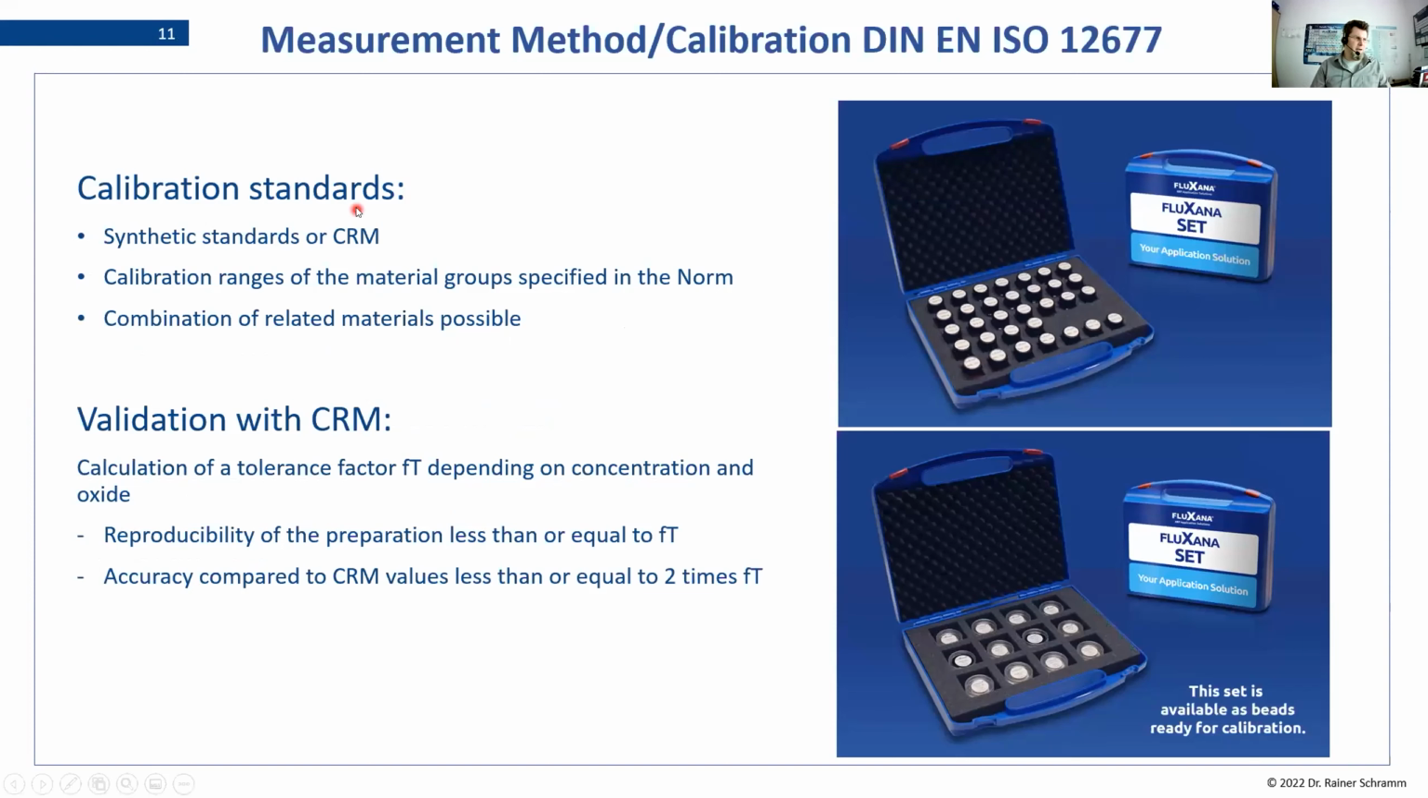So there are some packages or calibration standard sets available. You know, the FLUXANA sets you're probably familiar with. What do they consist of? They are a mixture of usually synthetic standards and CRMs. There is a certain amount of CRMs available, but we found that a lot of the ones that we need, to cover the ranges, we need synthetic ones. So those are mixtures of primary oxides, basically. The ranges are specified in the groups or in the norm. We will talk about the details here a bit later.